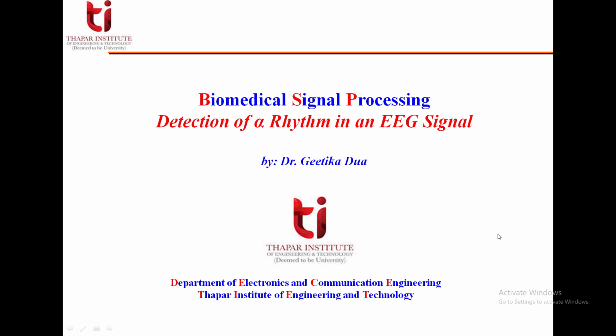Hello friends, this lecture is about the detection of alpha rhythm in an EEG signal. We know we have alpha waves, beta waves, different types of waves which correspond to the EEG signal. In this we will discuss the application of some methods we have studied earlier. Mainly we will see the application of the autocorrelation function and correlation function in detecting alpha rhythm in an EEG signal. So let's begin with that.